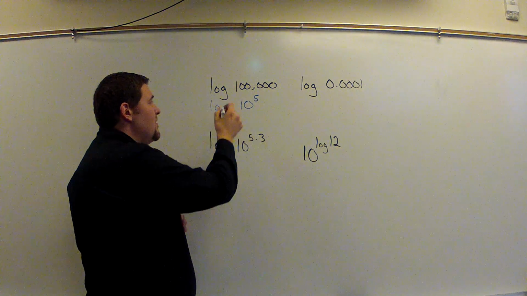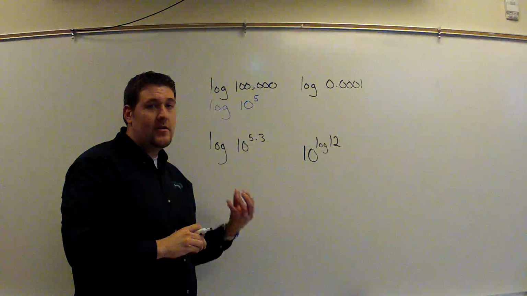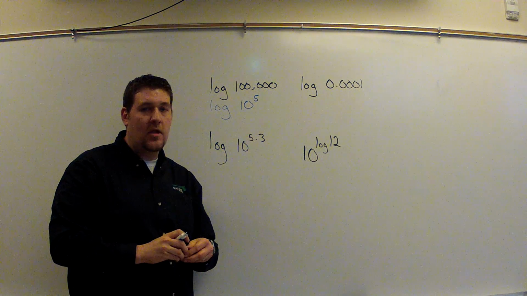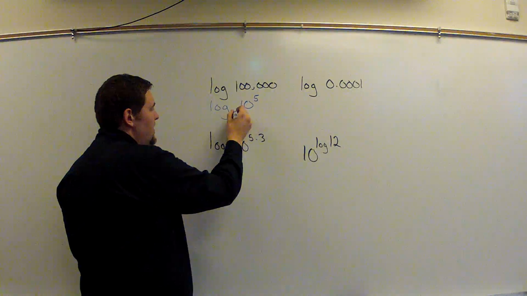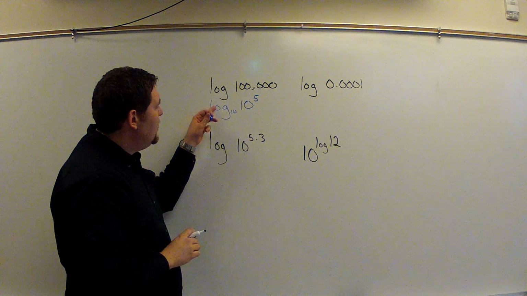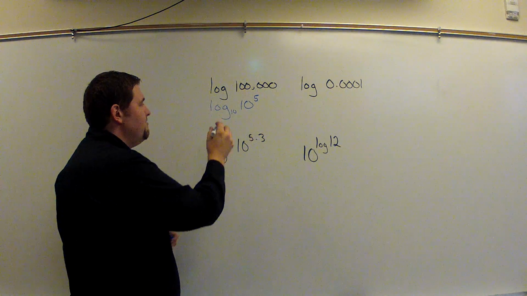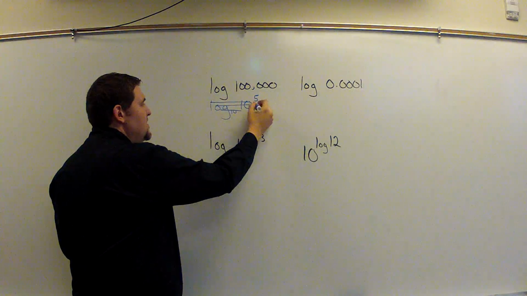Now logarithm, without the 10 written underneath it, is still recognized as the common logarithm, or a base 10 logarithm. So its unwritten rule is to have a 10 here. So the logarithm base 10 and the base 10 exponential cancel out, leaving you just the exponent behind.